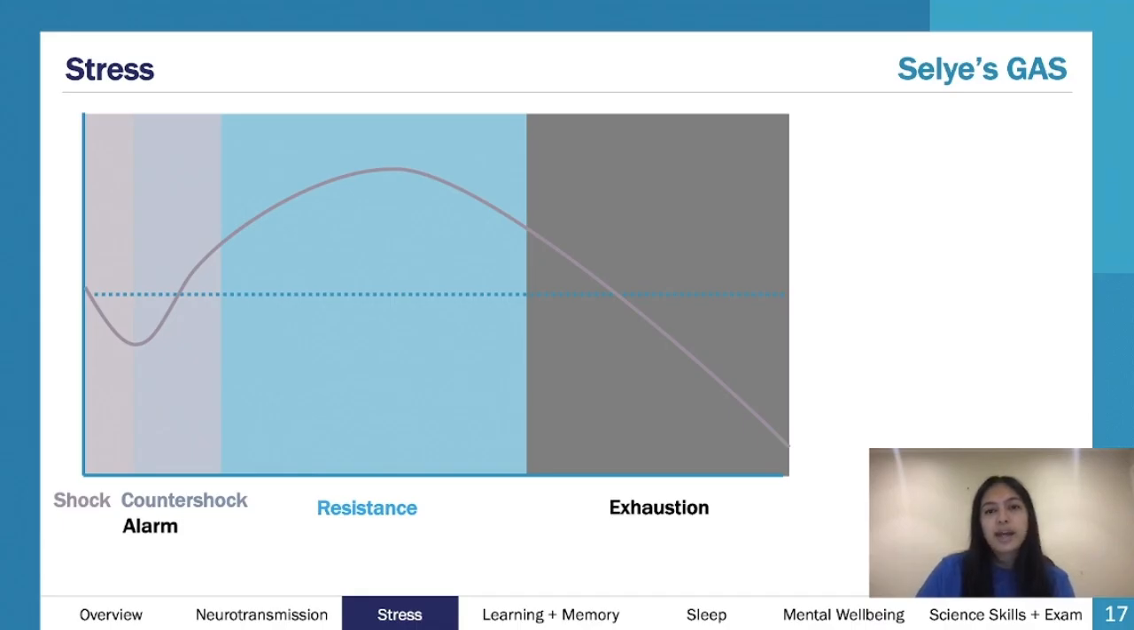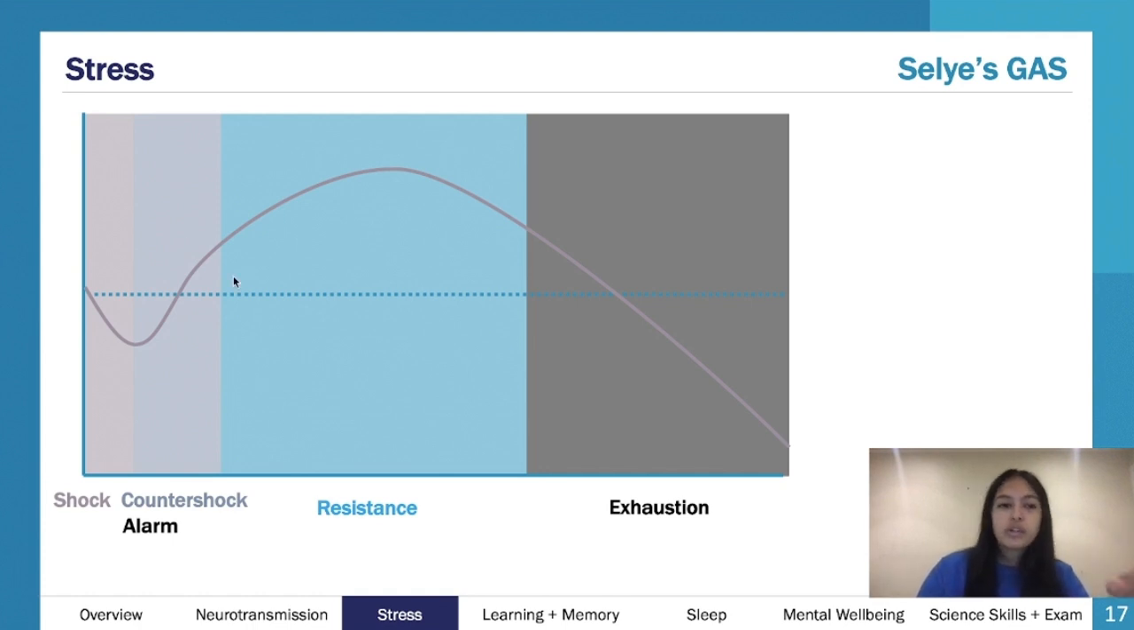Okay, so thinking about our two models of stress, you've got your general adaptation syndrome, which is very biological, and then our transactional model, which is more psychological. So remember that and think about the strengths and weaknesses of each as well. GAS is very focused on physiological responses, but it underplays the psychological response, and vice versa with your transactional model.